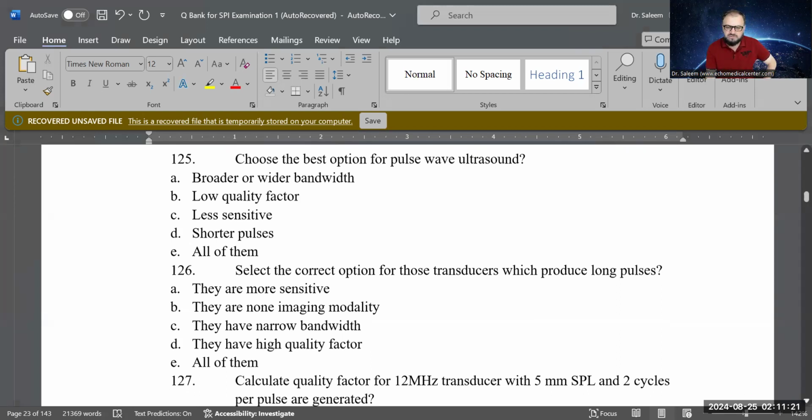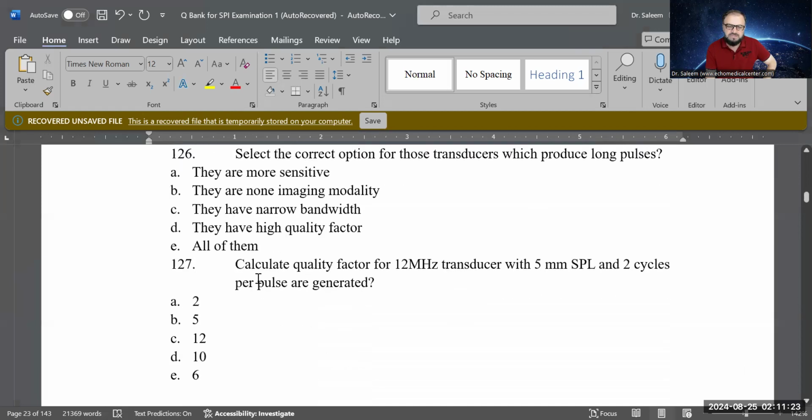Next question. So the next question is, calculate quality factor for a 12 megahertz transducer with 5 millimeter SPL, spatial pulse length, and 2 cycles per pulse generated. So now this is a lot easier question. What do you think? A, 2. B, 5. C, 12. D, 10. E, 6. Which one is the correct answer?